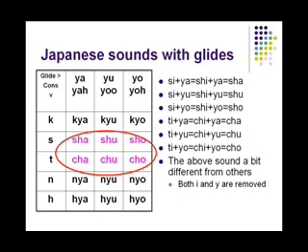Similarly, in the case of T, chi plus ya gives rise to cha, chi plus yu gives rise to chu, and chi plus yo gives rise to cho. Please note that for these sounds, the Romaji spelling is slightly different from those of the others. We really don't use both the I as well as the Y.